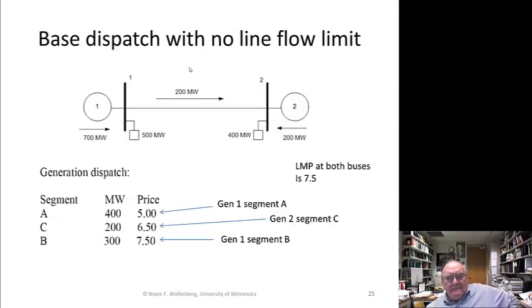Now, the base dispatch, how do we do it? Well, we start out with the lowest priced energy. That's that $5 one. And let's just say we take 400 megawatts and we put it in here. Now, we've used up the $5 energy. The next in price is the 650, which comes from this generator. And so I'm going to take 200, and let's say I put 200 in here.